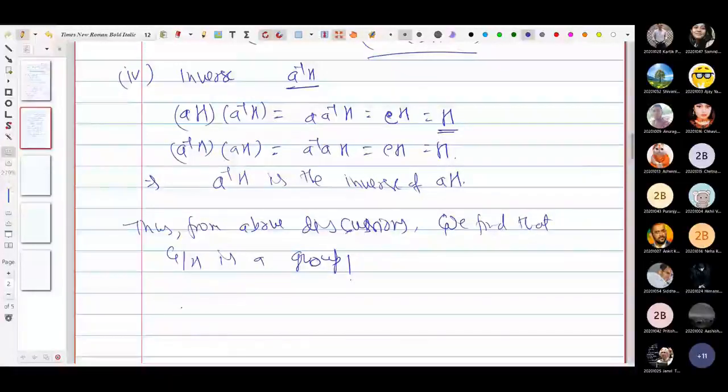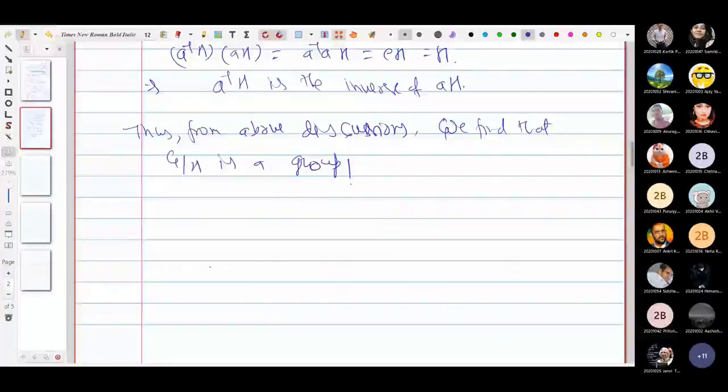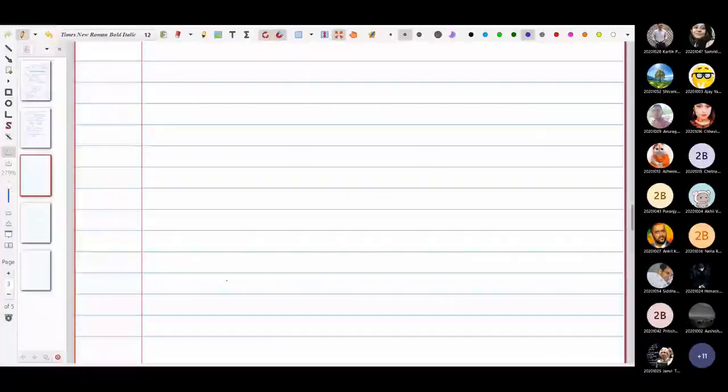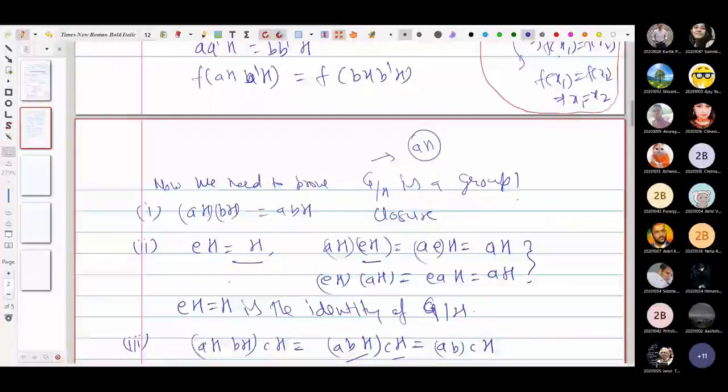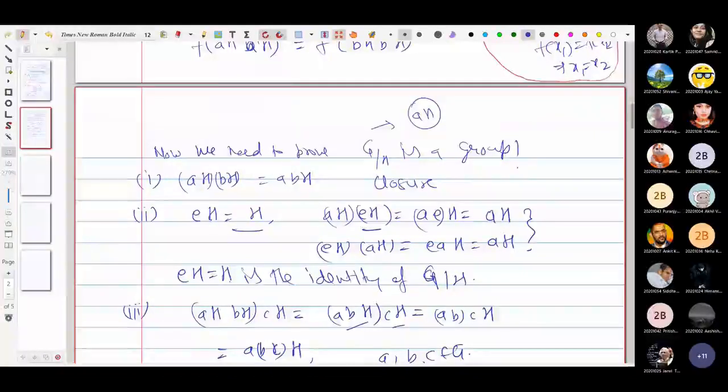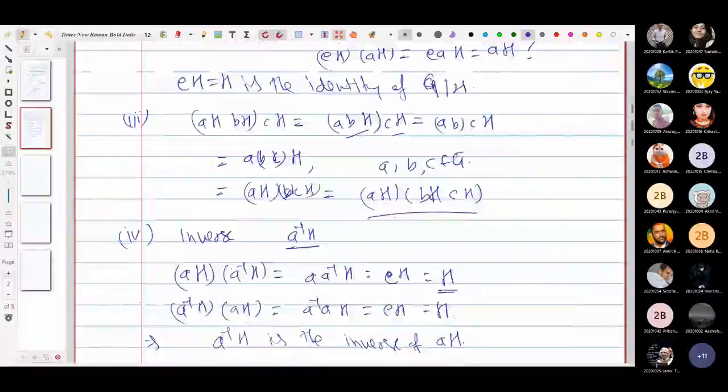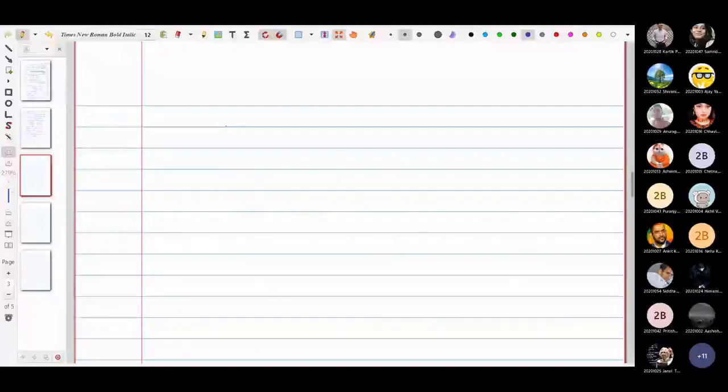So let us see next some example. If you take Z, we know that Z, the set of integers under addition, is a group, and 4Z, that is the multiples of 4, is a subgroup of Z. Then you can also verify that 4Z is normal in Z, because Z is commutative, you know.